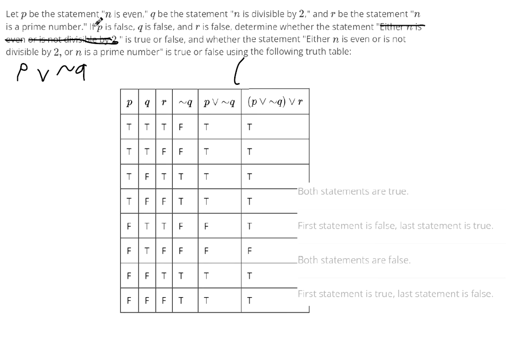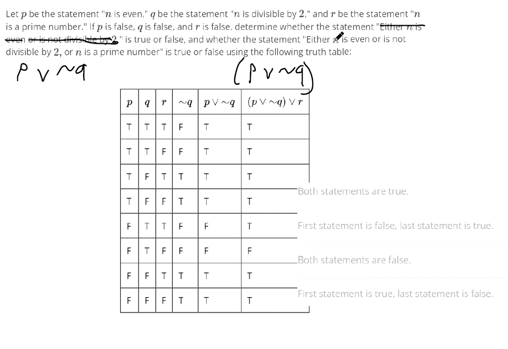N is even is P in symbols. Or, we use this symbol for or. It is not divisible by 2. So not divisible by 2. Q is the statement that N is divisible by 2, so not Q is not divisible by 2. Okay, so either N is that, or here.